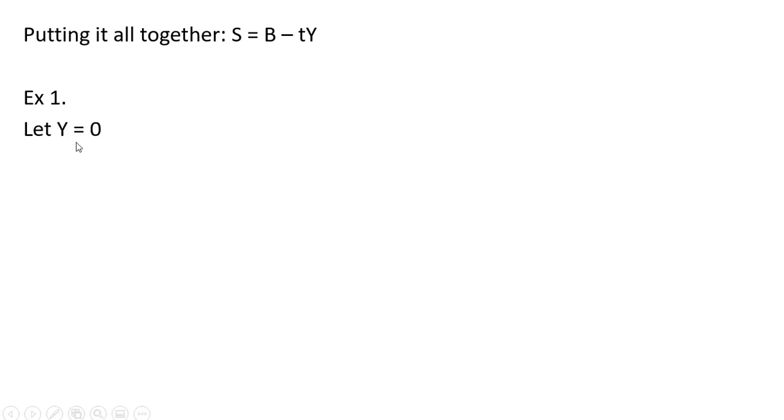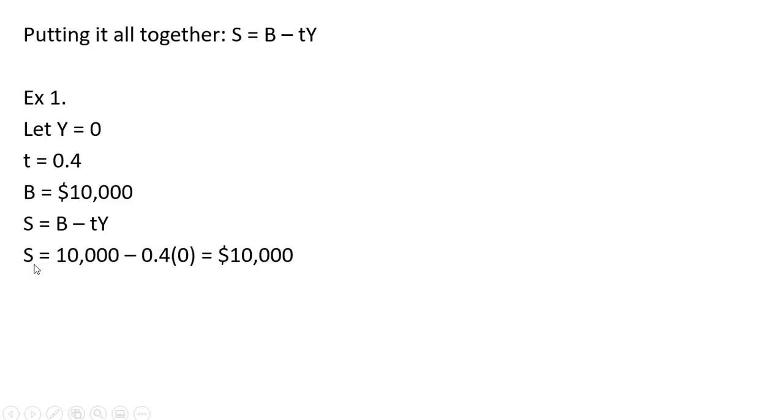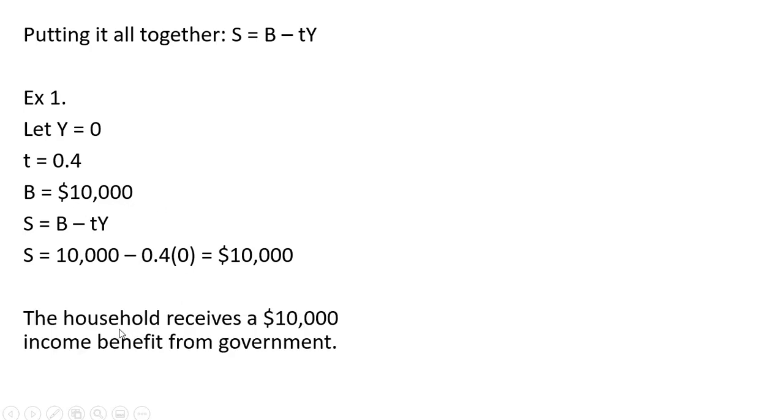So example 1, let's let earned income equal 0. So here's a household that is not earning any income in the marketplace. Let's allow t to equal 0.4. And let's say this household qualifies for $10,000 of income maintenance benefits. So plugging everything into our formula here, the actual subsidy here is $10,000. Since this family is not earning any income, none of these benefits are peeled back or rolled away. So the household receives a $10,000 income benefit from the government, assuming they're earning 0 earned income in the marketplace.